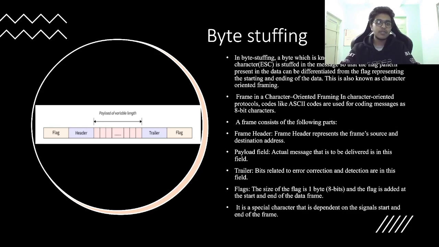The same is represented in the diagram, wherein you have a header, a trailer, and a flag at both positions, that is at the starting as well as at the ending. The middle position in the diagram represents the payload of variable length, that is the actual data to be transmitted from the sender to the receiver. Moving on, we have the mechanism for byte stuffing.